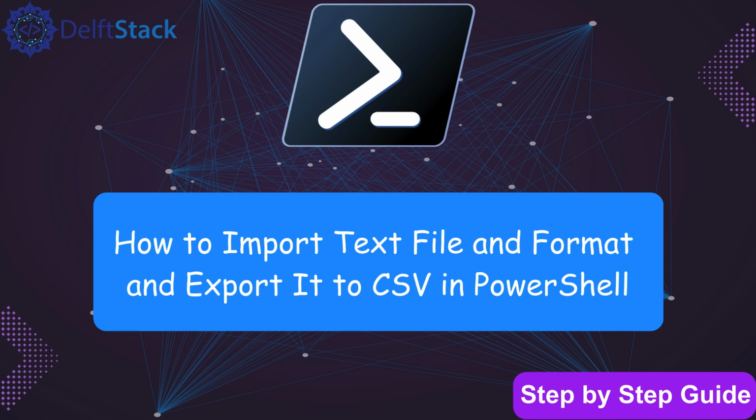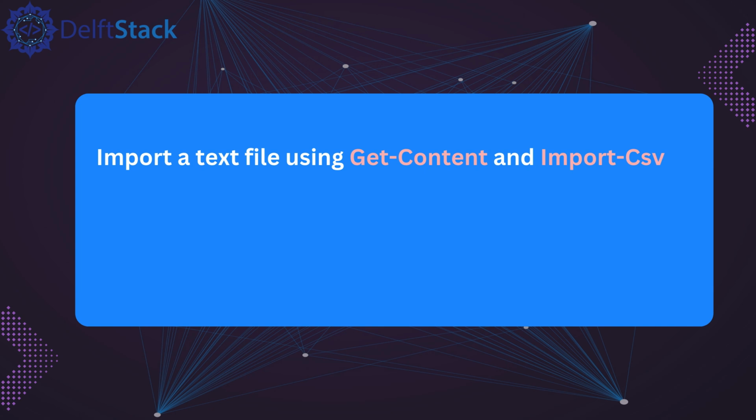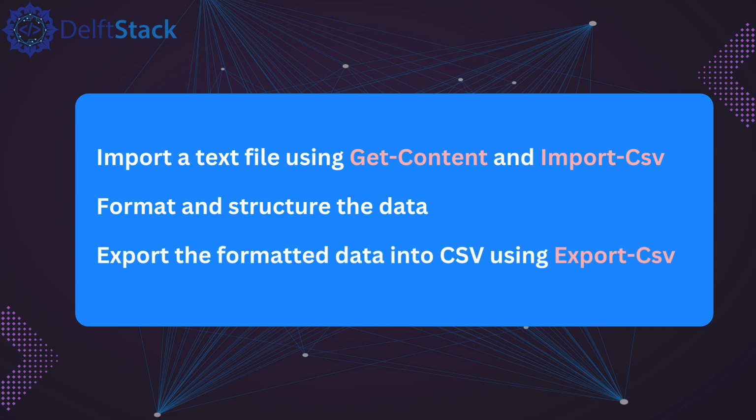Before diving in, here's a quick overview of what we'll cover. 1. Importing a text file using PowerShell commands like Get-Content and Import-Csv. 2. Formatting and structuring the data, ensuring it's clean and organized. 3. Exporting the formatted data into a CSV file using Export-Csv. Let's break each step down in detail.